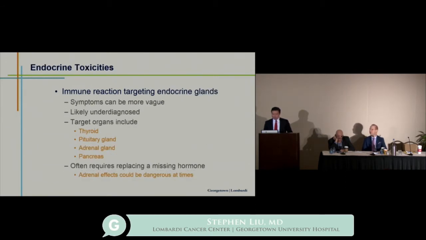Endocrine toxicities are immune reactions targeting endocrine glands, and these symptoms can be a bit more vague. So they're likely underdiagnosed. Target organs include the thyroid, the pituitary, the adrenal gland, and the pancreas. Thyroid dysfunction with immunotherapy is actually relatively common, though fortunately it is something that is easily fixed. It often requires replacing a hormone that is missing. So in the case of a thyroid dysfunction, if the thyroid is not producing thyroid hormone, that's a hormone we can synthetically create very easily, a pill that you take once daily. In many cases, however, that is permanent, and that replacement will need to continue indefinitely.